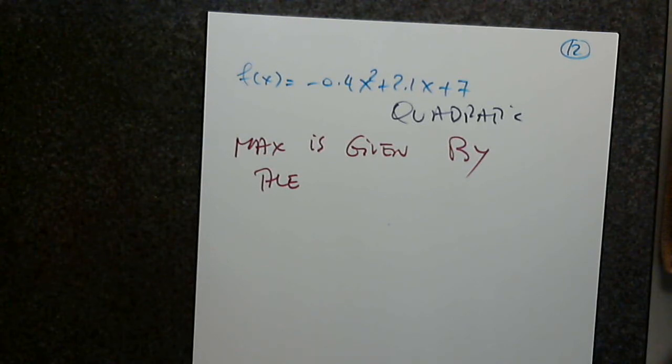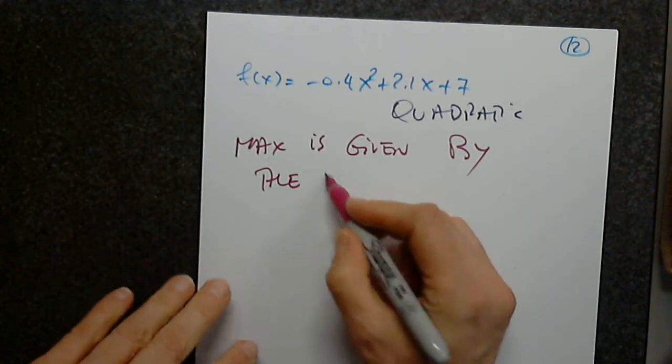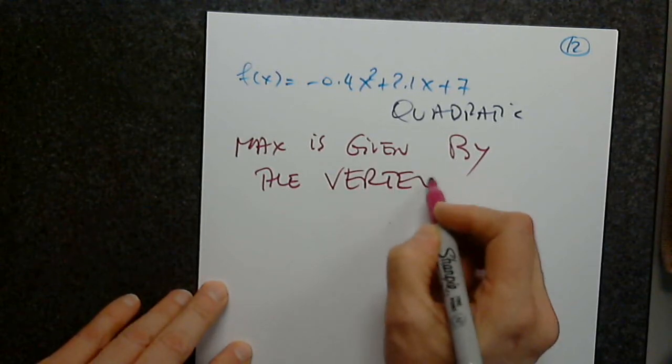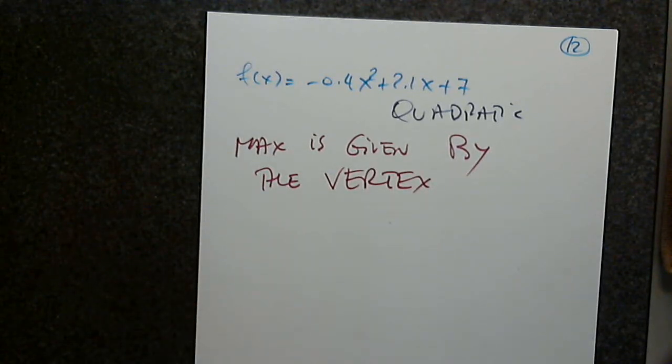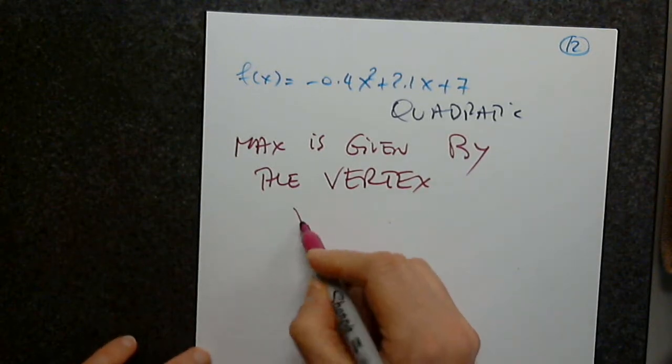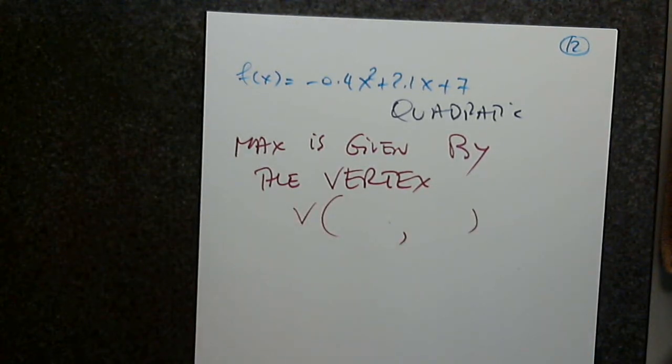So the vertex. Thank you very much. That makes me think. Excellent. Only the vertex will give us the max or min. Not the x-intercepts, not the y-intercept, not the axis of symmetry, nothing else. Perfect. How do I find the coordinates of the vertex?